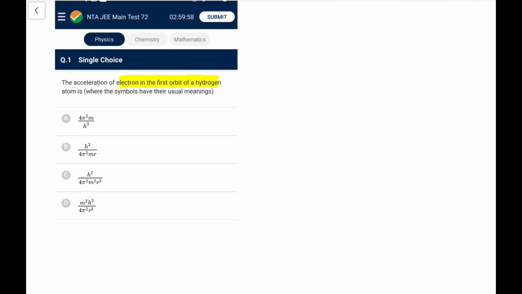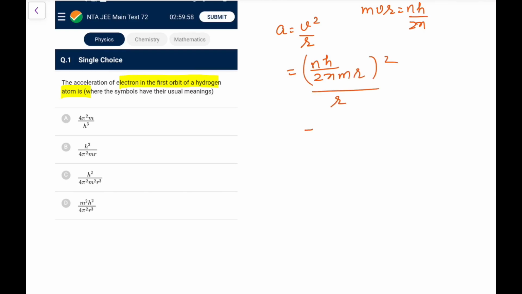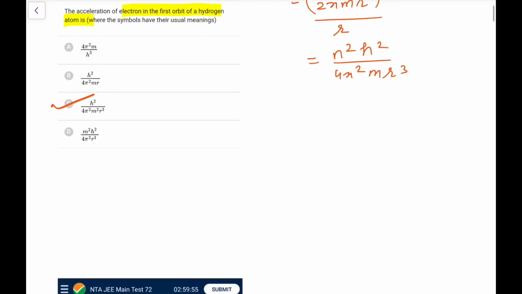The acceleration of electron in the first orbit of a hydrogen atom. As per the option, it is in terms of h and r. First of all, acceleration, because it is circular motion, would be v square by r. v is not given because we are talking of the Bohr model. We write mvr equals nh by 2 pi. So I can substitute the value of v from here: (nh upon 2 pi mr) whole square upon r. So what it is, n square h square upon 4 pi square m r cube, and which is the option I am getting like this. Yes, I have option C.